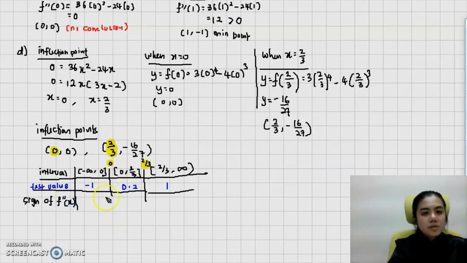Alright, the same thing: just substitute -1 into the f double prime, and you will have a positive. Then substitute 0.2 into here, and you will have a -1. And this is actually positive. So we have a table like that. This actually informs you of the intervals of concave up and down.